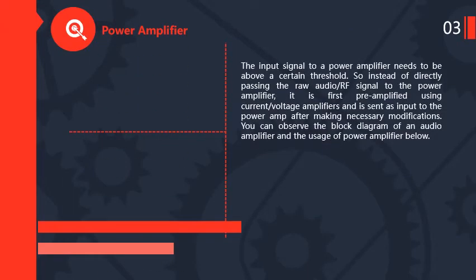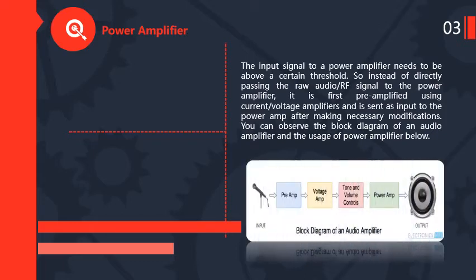The input signal of a power amplifier needs to be above a certain threshold. So instead of directly passing the raw audio or RF signal to the power amplifier, it is first pre-amplified using current and voltage amplifiers and is sent as input to the power amplifier after making necessary modifications. You can observe the block diagram of the audio amplifier and the uses of the power amplifier below. So this is the diagram of an audio amplifier.